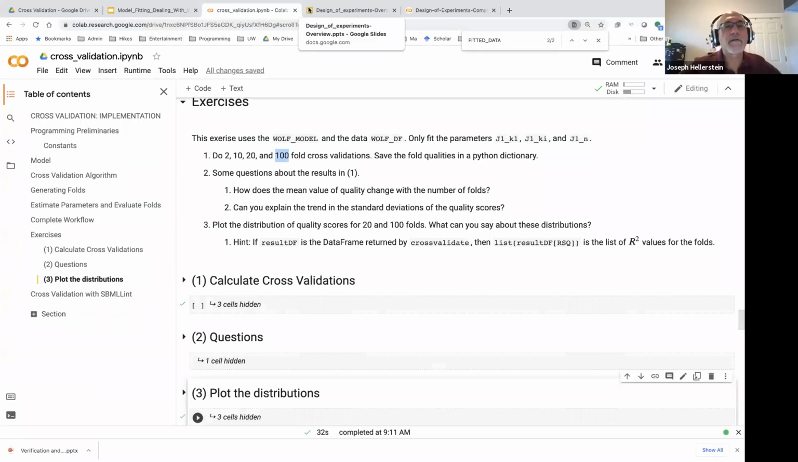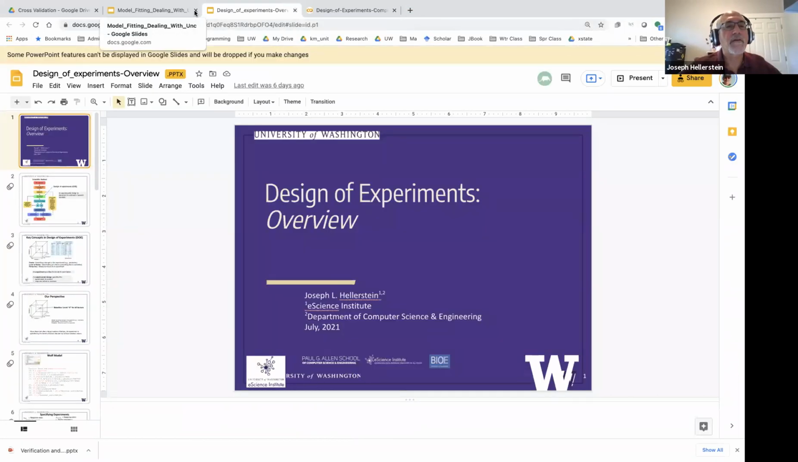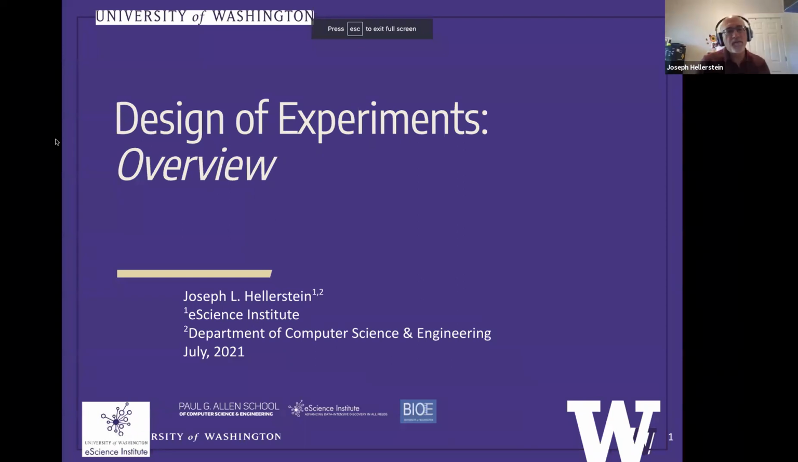Okay, so we're done with cross-validation. And now we're going to do design of experiments. Design of experiments very much has its origins in statistics and constructing meaningful results: how do you extract meaningful results from a set of experiments, of studies that you're doing, to be able to understand what's going on, especially for some kind of science question.